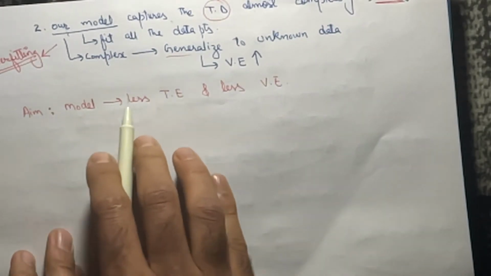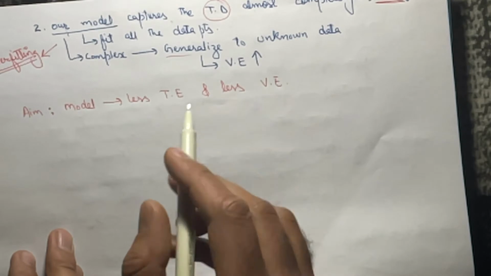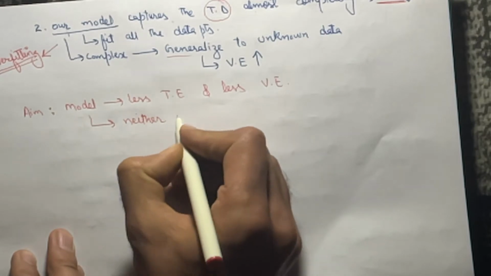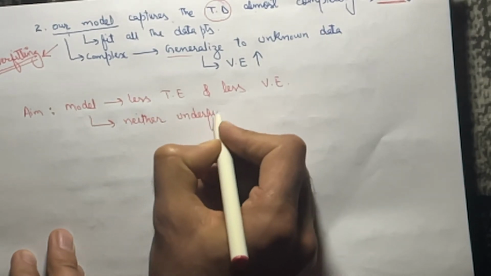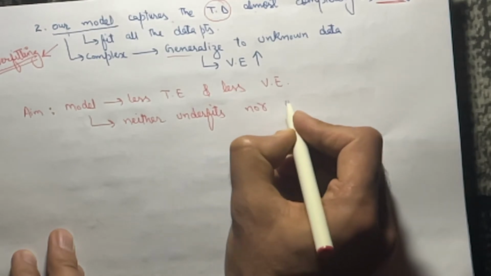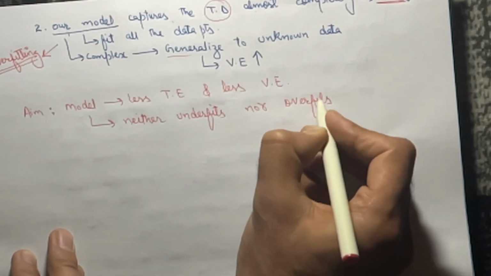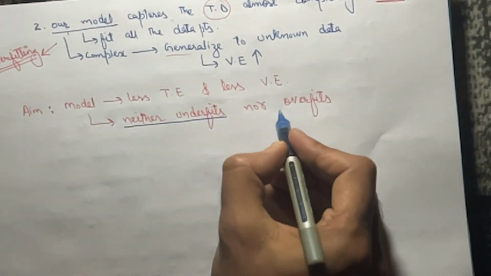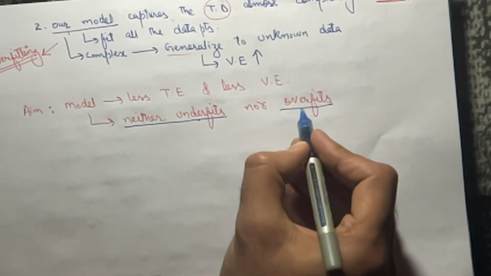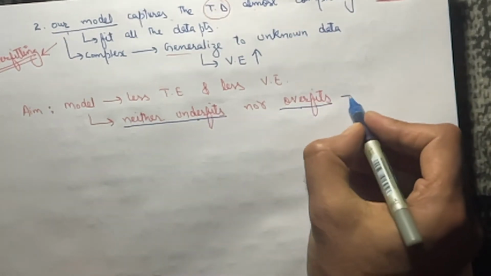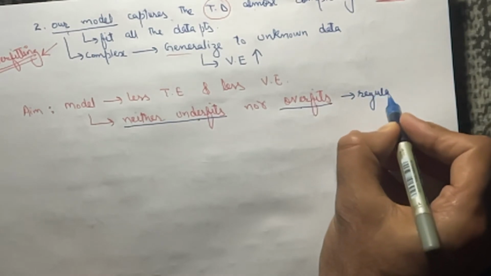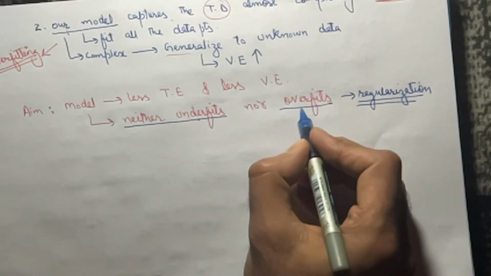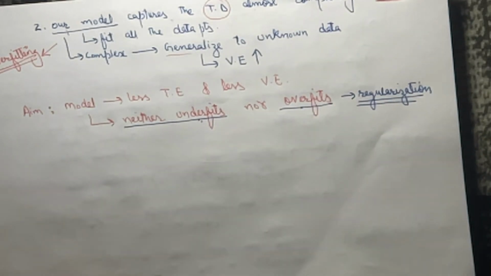So we want to choose a model that has less training error and less validation error, or we can say a model that neither underfits nor overfits. We want this particular model. We will see how we can design a model that neither underfits nor overfits when we discuss regularization, and how we can choose a model so that we can avoid both overfitting and underfitting.